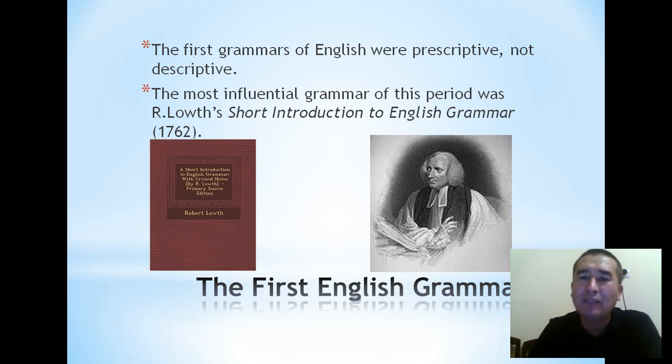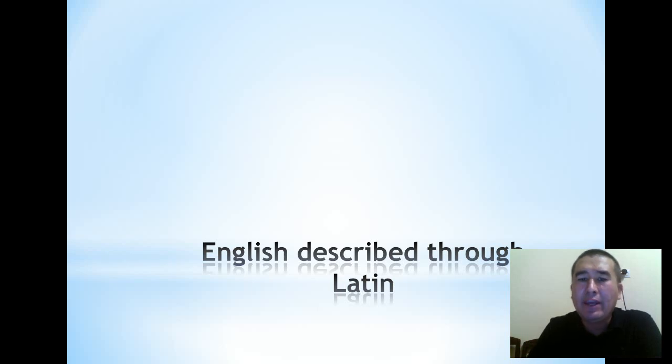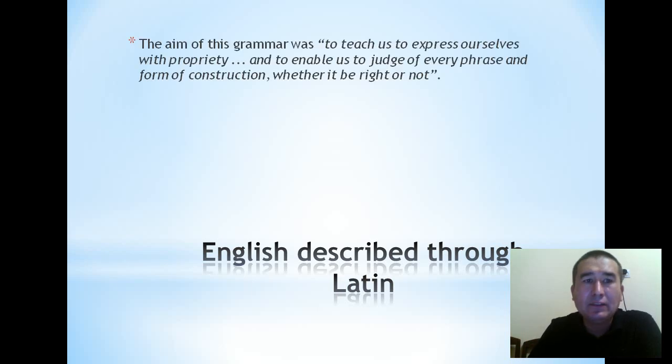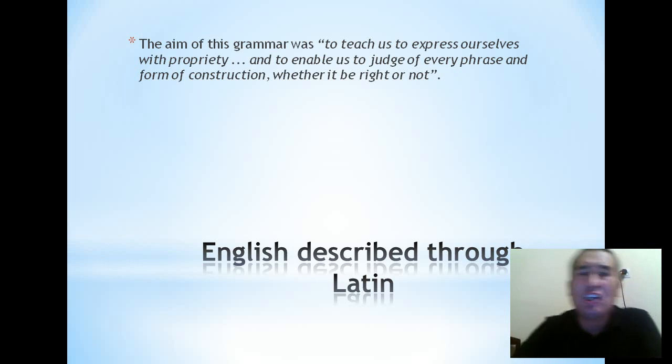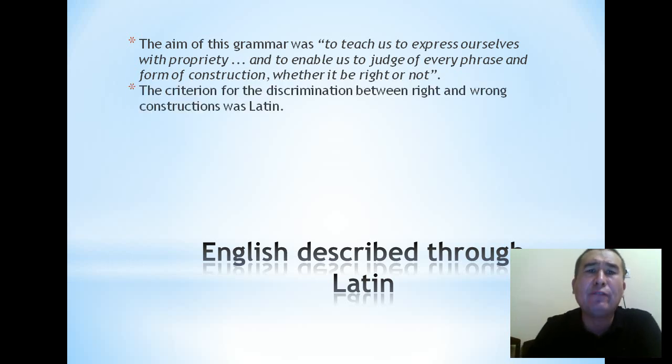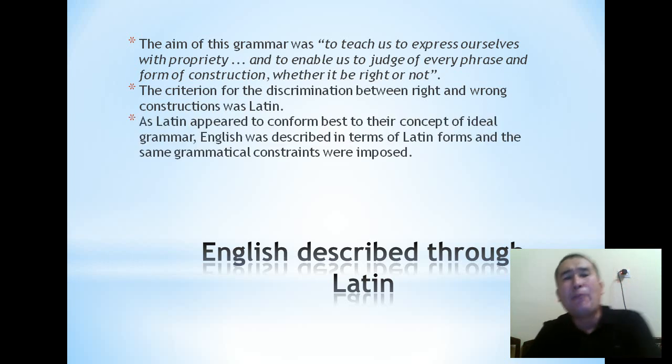So you can see this picture. The first English grammarian. Wow. English described through Latin. The aim of this grammar was to teach us to express ourselves appropriately and to enable us to judge of every phrase and form of construction, whether it be right or not. The criterion for the discrimination between right and wrong construction was Latin. As Latin appeared to conform best to the concept of ideal grammar, English was described in terms of Latin forms and the same grammatical constraints were imposed.